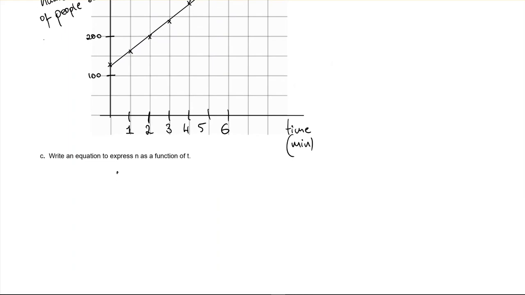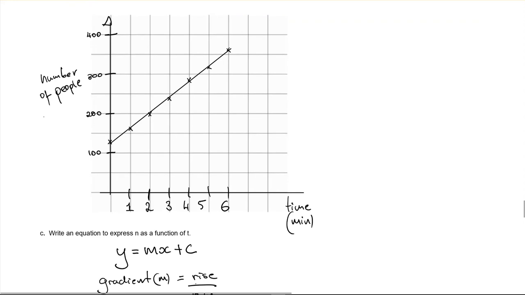We need an equation that is in the form y equals mx plus c because it's a linear graph. Now we need to calculate the gradient m. To do that it's going to be rise over run. So let's just look at the rise. We want to know what the rise is, so we could do the difference between there and there.